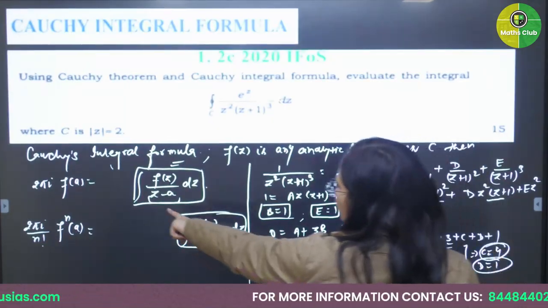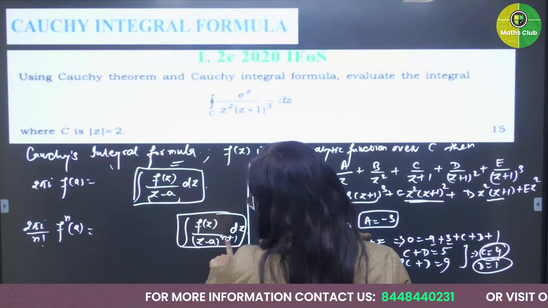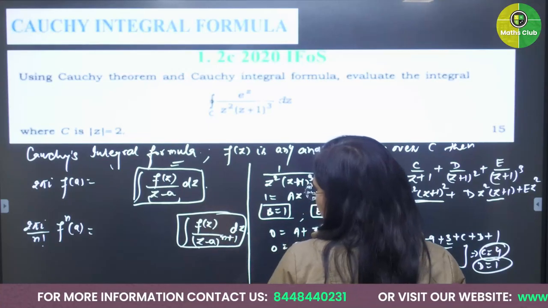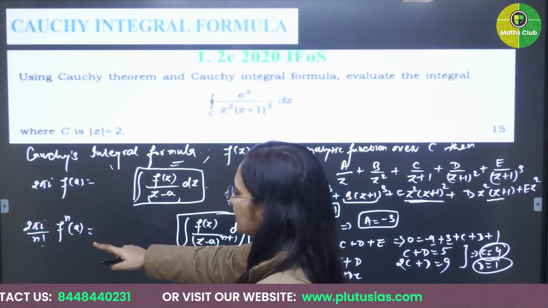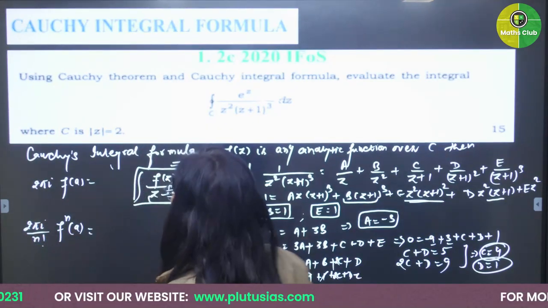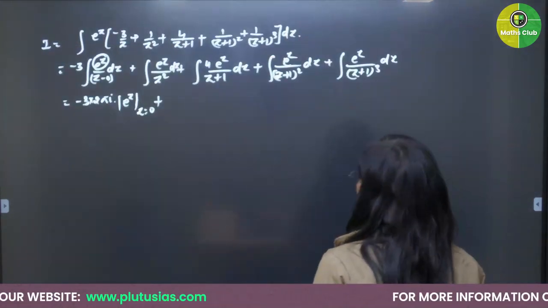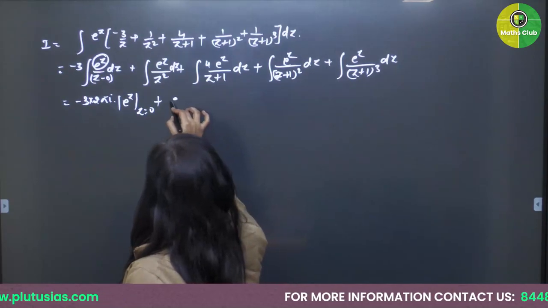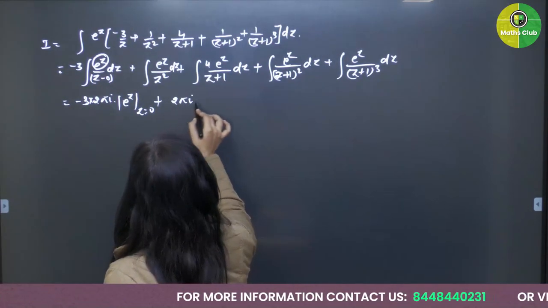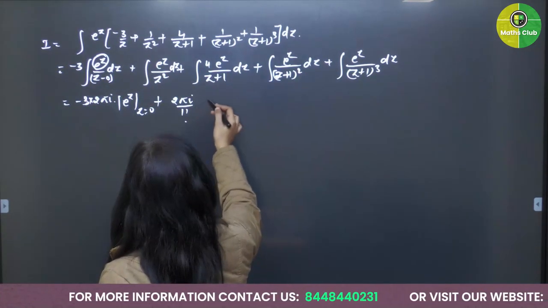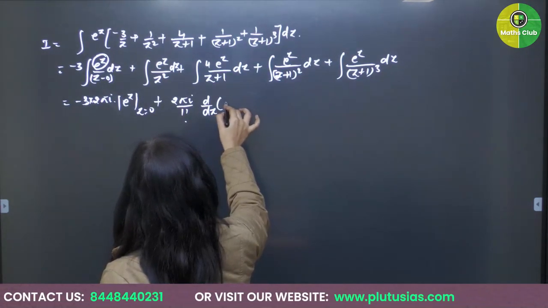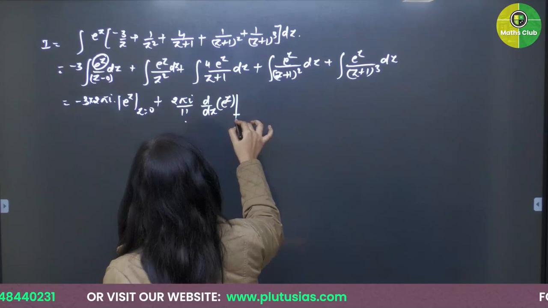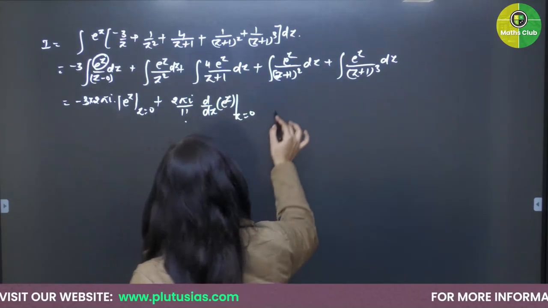So we cannot use first formula. This would be used here. And yahan pe n plus 1 hai tumhara, toh 1 plus 1 hoga tabhi 2 banega. That means it would be 2 pi iota by 1 factorial. And first derivative, that is 2 pi iota by 1 factorial. And first derivative of d by dz e raised to power z at z is equal to 0 plus.